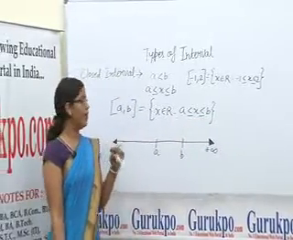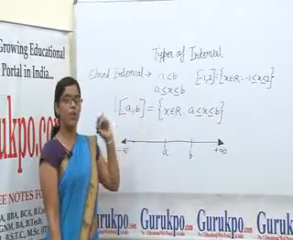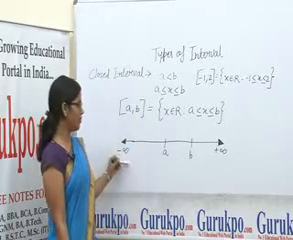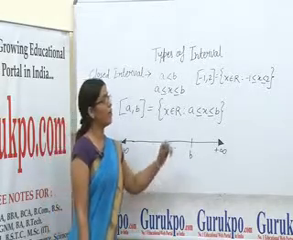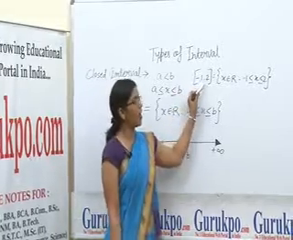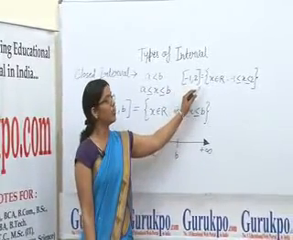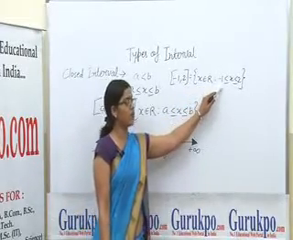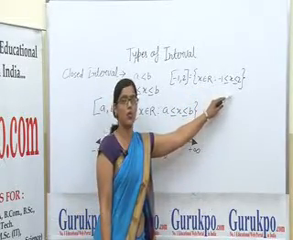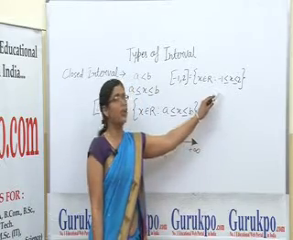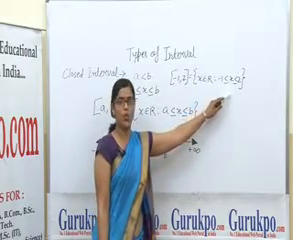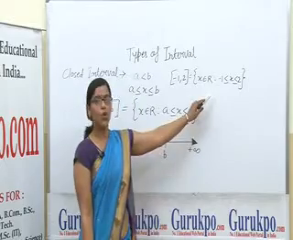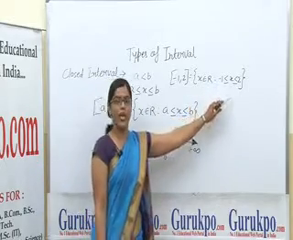We can represent this closed interval on a real line in this way. For example, the closed interval [-1, 2] is represented by {x ∈ R such that -1 ≤ x ≤ 2}, where x lies between -1 and 2 including the endpoints -1 and 2.